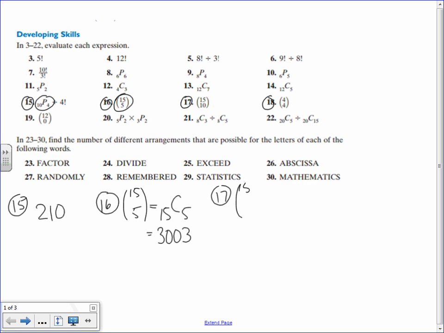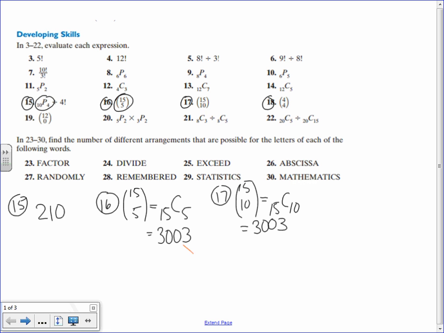When you have 15 up here and 10 down here in parentheses, this is the same thing as 15 choose 10, which you're going to do in your calculator. And you should get the same thing, 3003. Okay, remember, to get to combinations and permutations, you hit the math button on your calculator, you go all the way over to the right, and then you can pick.